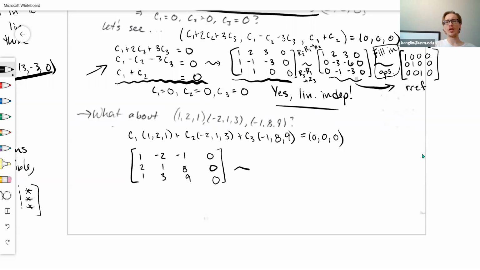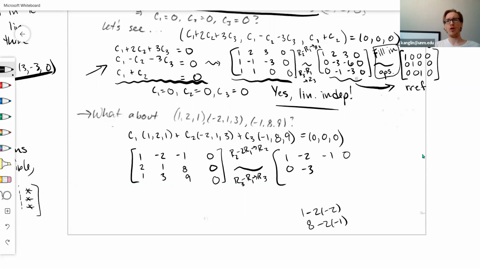And so when I do row reduction on this, the first thing I would do is take row 2 minus 2 copies of row 1 back into row 2, and row 3 minus row 1 back into row 3. When I do that, what do I have? 2 minus 2 times 1 is 0. 1 minus 2 times negative 2 is 5. 8 minus 2 times negative 1, oops, sorry, this should be 5, and this should be 10, and 0 here. That's kind of nice, those rows are multiples of each other.